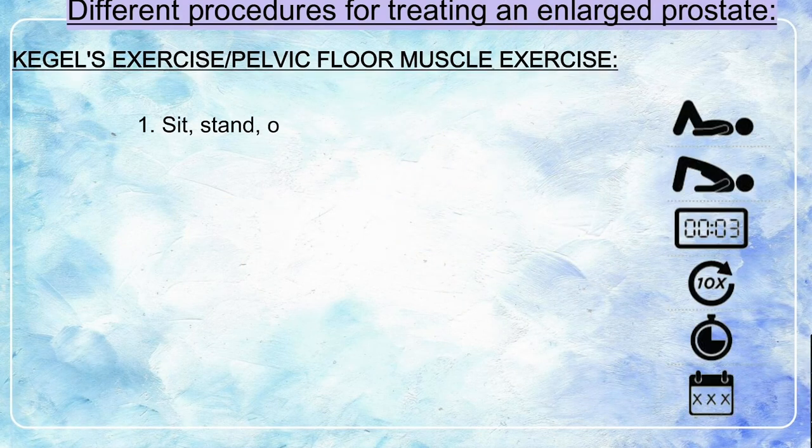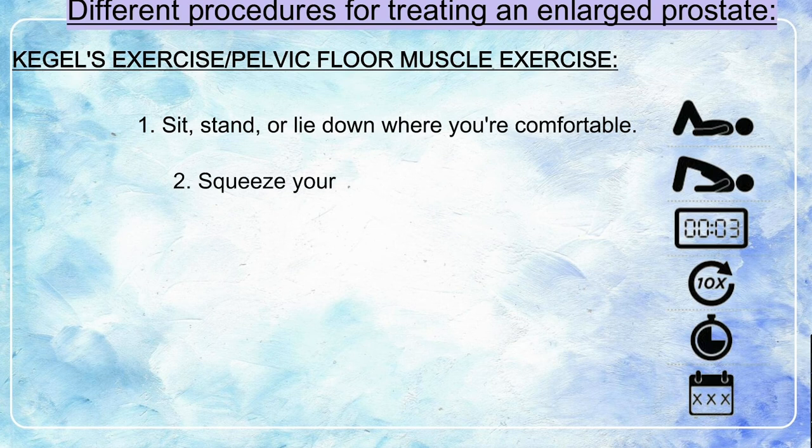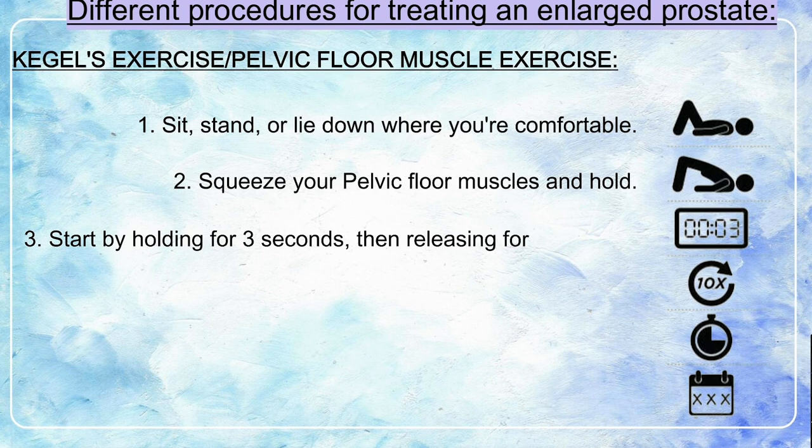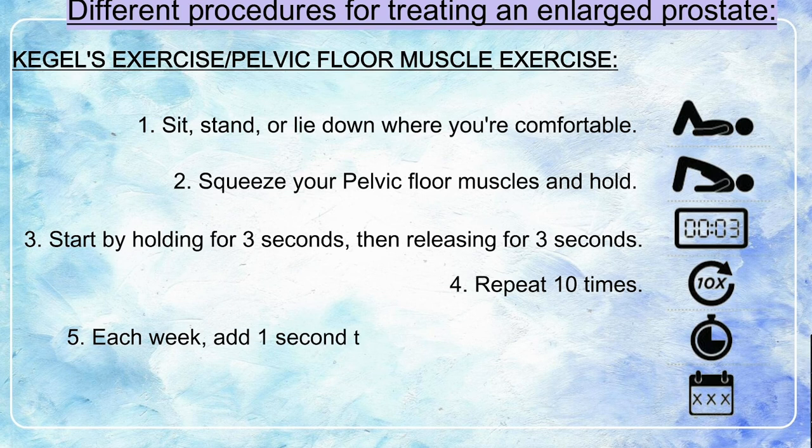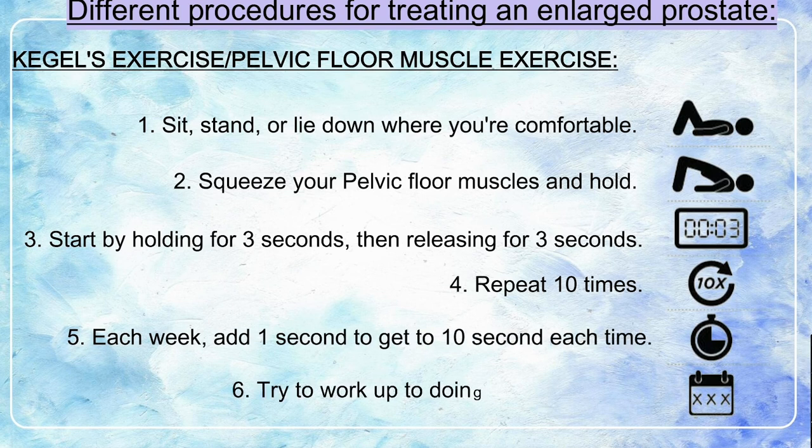Exercise. 1. Sit, stand, or lie down where you're comfortable. 2. Squeeze your pelvic floor muscles and hold. 3. Start by holding for 3 seconds, then releasing for 3 seconds. 4. Repeat 10 times. 5. Each week, add 1 second to get to 10 seconds each time. 6. Try to work up to doing 3 sets every day.